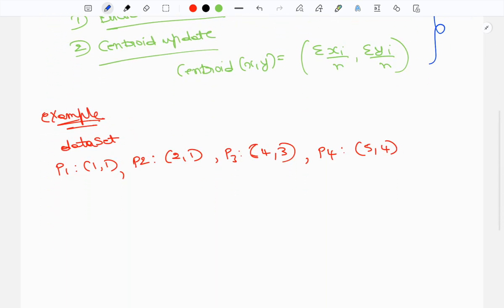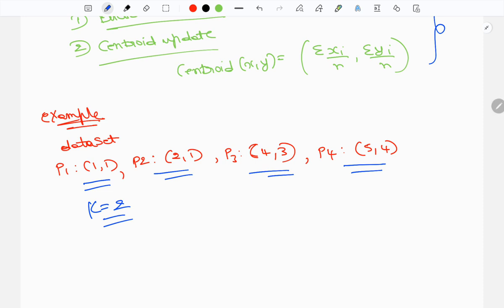Take an example where we have four data points: p1 (1, 1), p2 (2, 1), p3 (4, 3), and p4 (5, 4). If a question is asked to find the final two clusters where k equals 2 using k-means clustering, since k equals 2 is given, let's select two initial centroids.